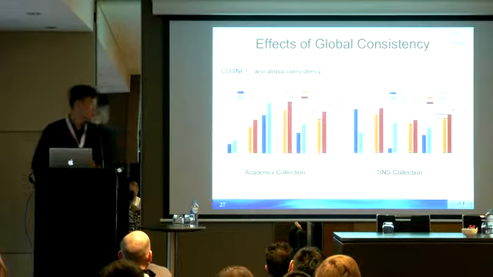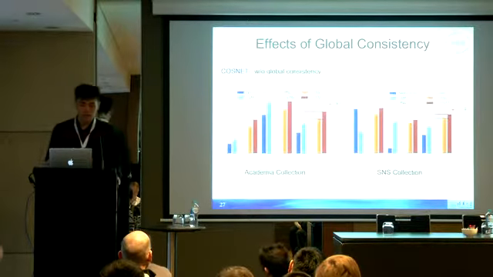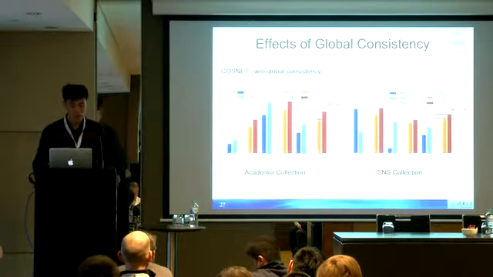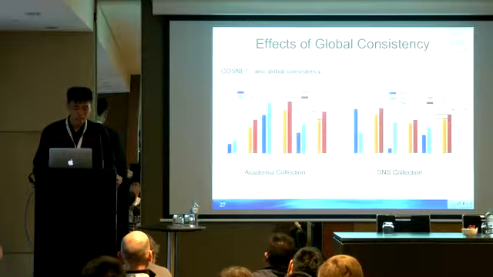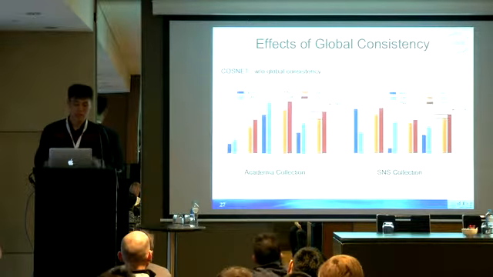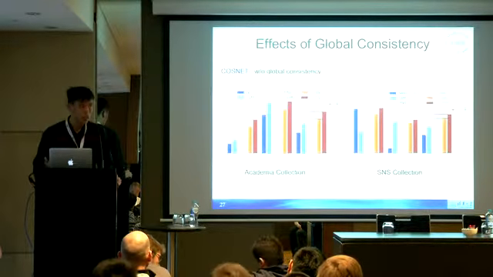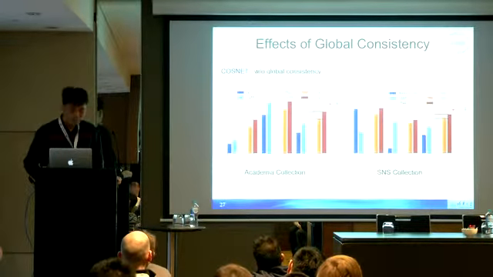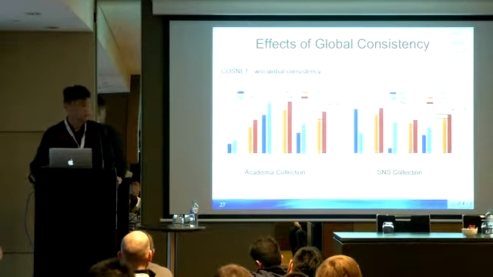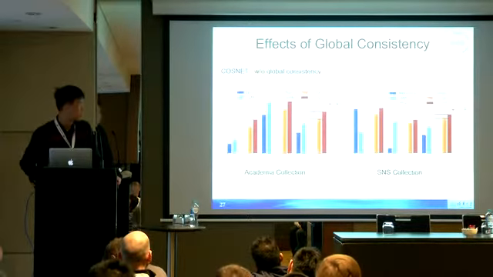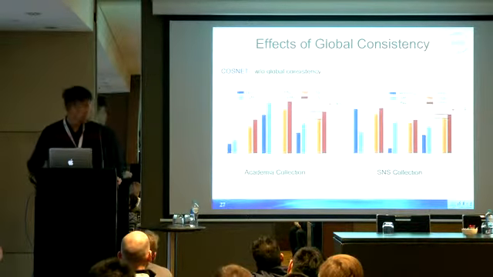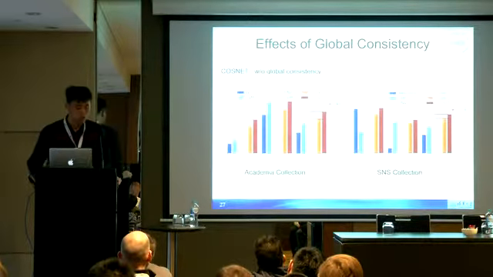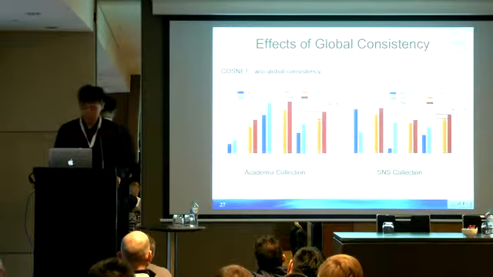And to evaluate the effectiveness of global consistency, we conducted an experiment to see how it goes with our method without the global consistency term. We evaluated this method on both data sets. We call it CoSNet minus. And we can see that without the global consistency term, the performance dropped significantly on both data sets.